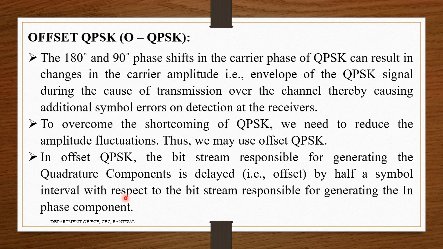Usually the in phase component is kept as a reference, and relative to that in phase component we generate a half symbol delay in the quadrature component. Remember, the in phase component stays as normal as possible. What we generate, that only we give. But compared to it, the quadrature phase gets a half symbol delay. For example, if the bit duration is T, we delay it by T by 2. So the d bits of the in phase and the quadrature phase are offset by T by 2, if the symbol duration is T. This is how we generate it.